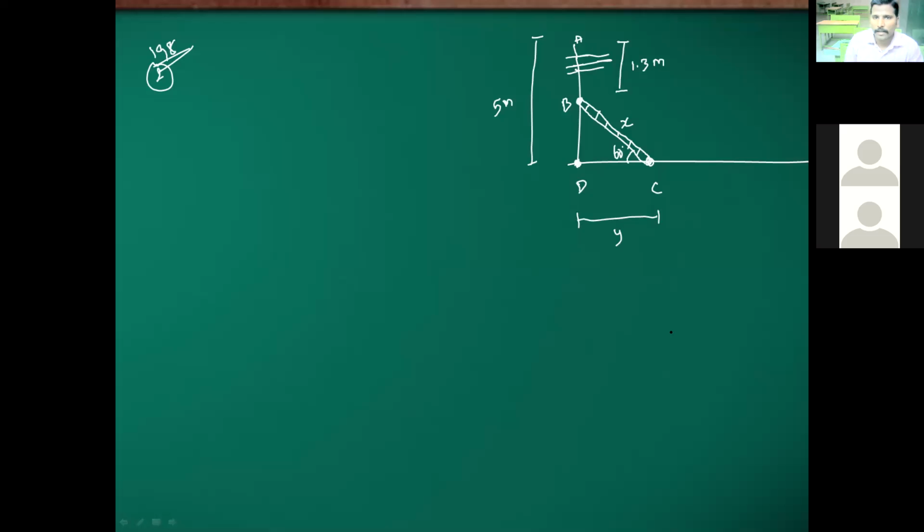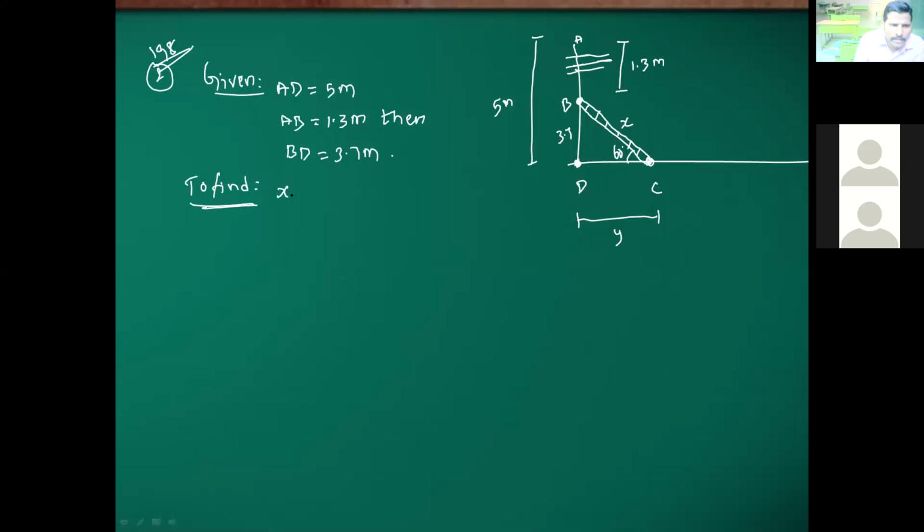Alright, let's start to find. You listen carefully. Full length they have given 5. From the 5, 1.3, if you remove, what is the remaining part? 3.7. So this is BD value. So this thing you just write AD equal to 5 meter. And then they said AB is equal to 1.3 meter. Then I'm getting BD is equal to 3.7 meter.